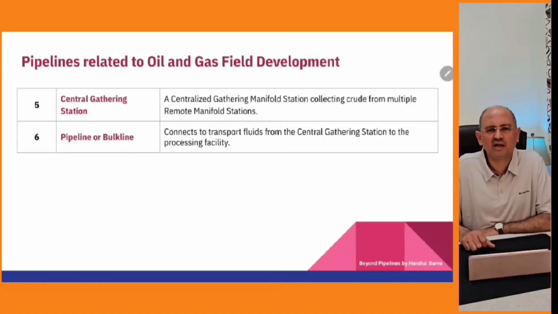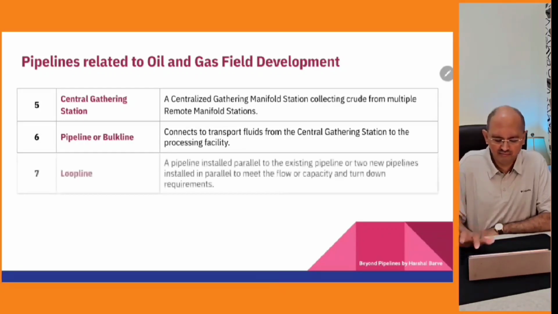Then there will be a pipeline or bulk line. As the name suggests, this is going to start from the central gathering station, where all the satellite manifolds have brought the fluid together, and it's going to carry the bulk of the fluid from multiple satellite manifolds, which are basically taking the crude from multiple wells. So it is going to carry multiple well fluids all together as a bulk. So it is also called a bulk line or a pipeline, and it is going to connect from the central gathering facility to the main station.